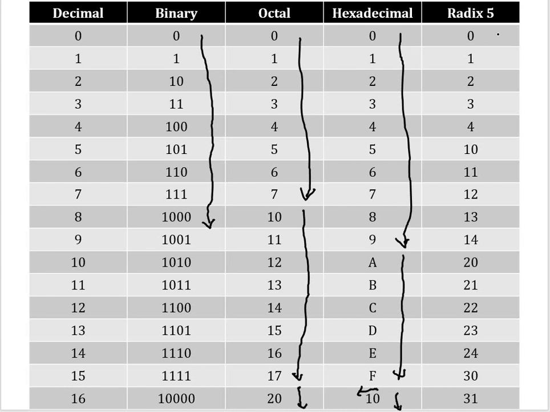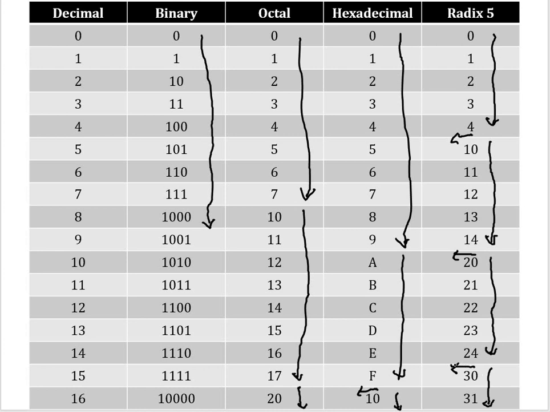Now in radix 5, as we have seen in the previous slide, the maximum digit allowed is 4. So it starts with 0, 1, 2, 3, 4. Adding a digit on the left hand side, the sequence starts again with 10, 11, 12, 13, 14. Again add a digit on the left hand side, starting with 20, 21, 22, 23, 24, and after that one more, starting with 30, 31, 32, 34, so on and so forth.